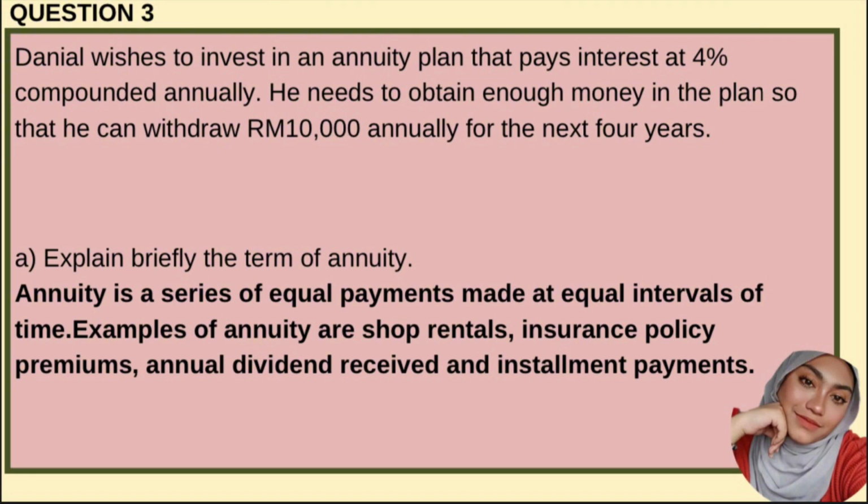Daniel wishes to invest in an annuity plan that pays interest at 4% compounded annually. He needs to obtain enough money in the plan so that he can withdraw 10,000 ringgit Malaysia annually for the next 4 years. For question A, explain briefly the terms of annuity.